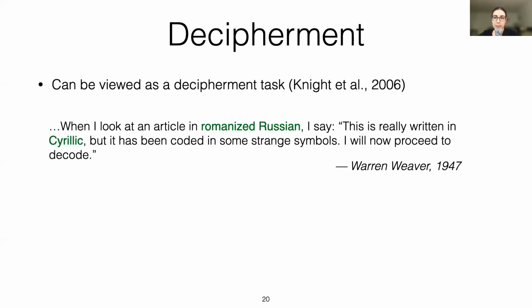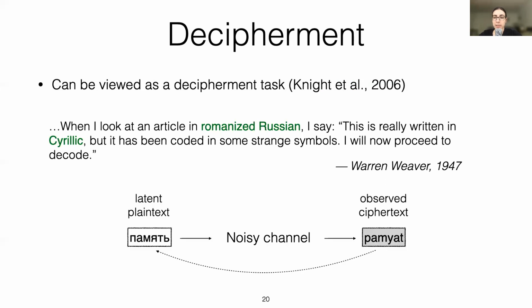But if we change this quote a little and make it about informal romanization, it actually makes a lot of sense. Romanized Russian can, in fact, be considered Cyrillic Russian encoded in some strange symbols. So we'll say that our native script input has been passed through a noisy channel and came out encoded in Latin alphabet. And our goal is to reconstruct the plain text from the observed ciphertext.